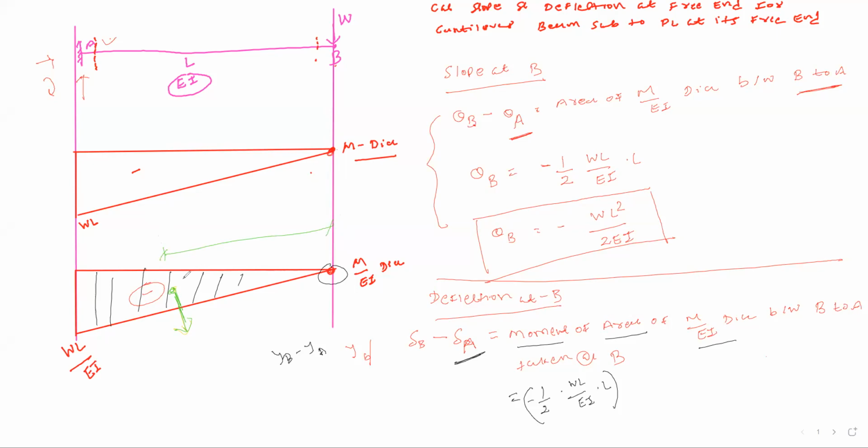Because you have to take the moment of this particular area, and this whole area will be concentrated at this point. Now as per discussion from mechanics of solids, this distance is the base distance and this distance is the apex distance. Now let me know what is the distance X and what is the distance Y?